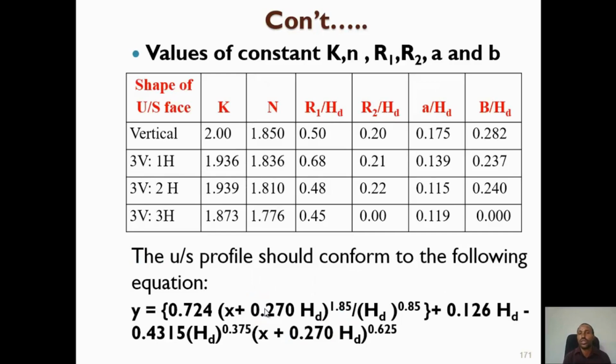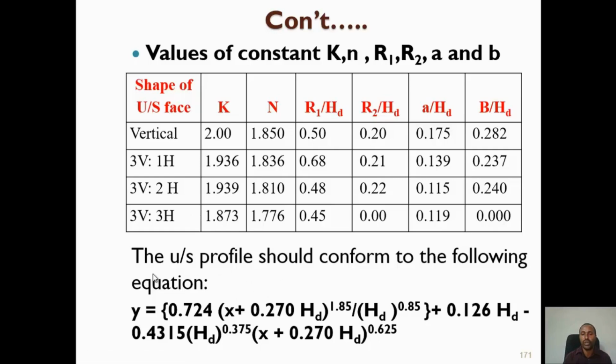Let us see. So these are the values of the constants K, N, R1, which is the smaller radius as in the previous slide, R2, A, and DP. So these are just exponents. For example, for the shape of the upstream face, for a vertical upstream face, K you can take 2, N, etc. So these are just values of constants with respect to the shape of the upstream face of the spillway. So you can just use these values to draw the profile for the downstream.